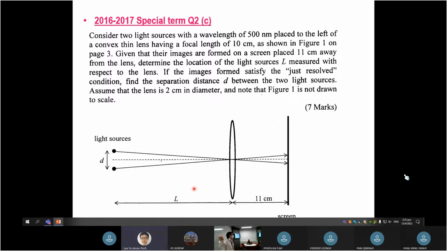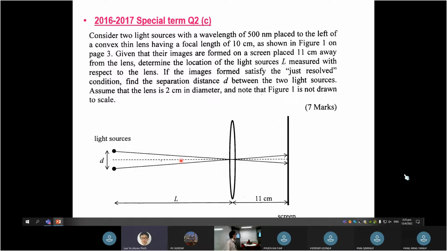So this question gives you the focal length and the image distance, and you try to find the object distance. That's the first part. Then, because we have two light sources, and the images of these two light sources just satisfy the just-resolved condition, I want you to find their corresponding separation d. Just resolved means this angle theta just equals 1.22 times lambda over d.